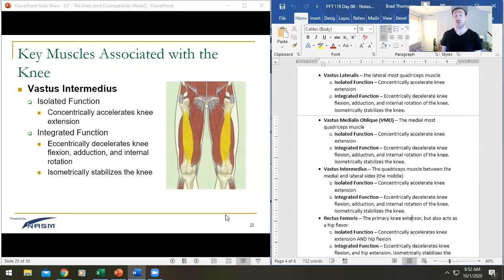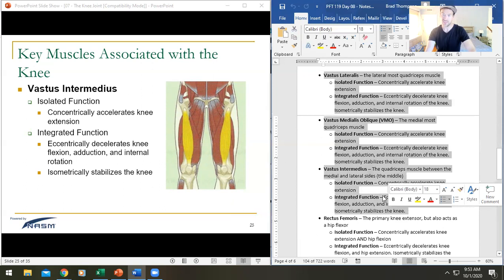So that's their job. They are going to do the knee extension. So when you're doing a snap kick, that is your quadriceps muscles, your 3 vasti muscles: vastus lateralis, intermedius, and medialis.